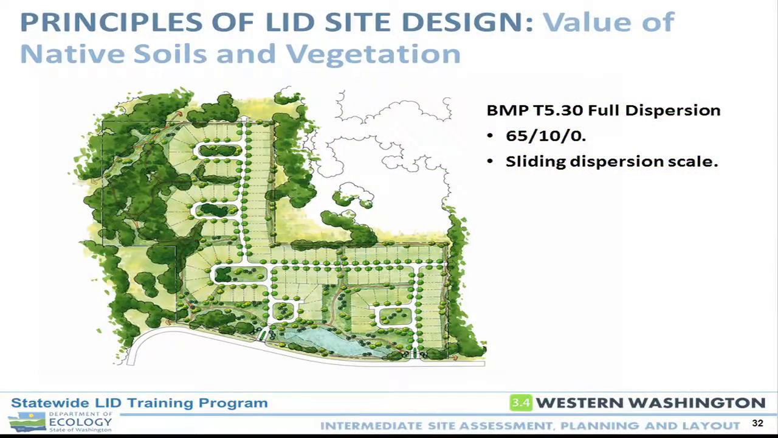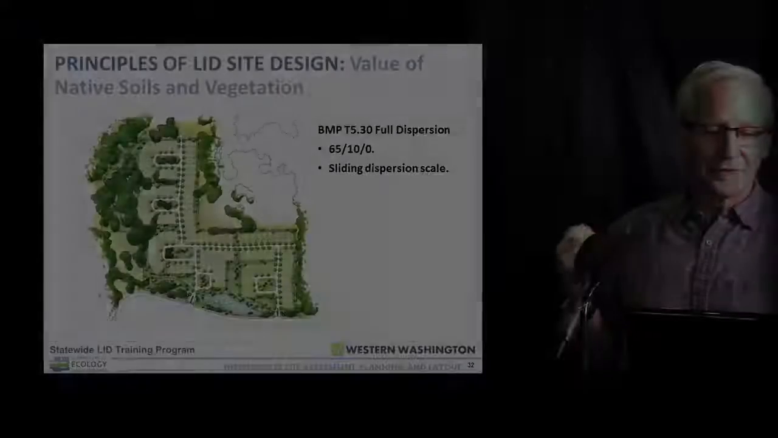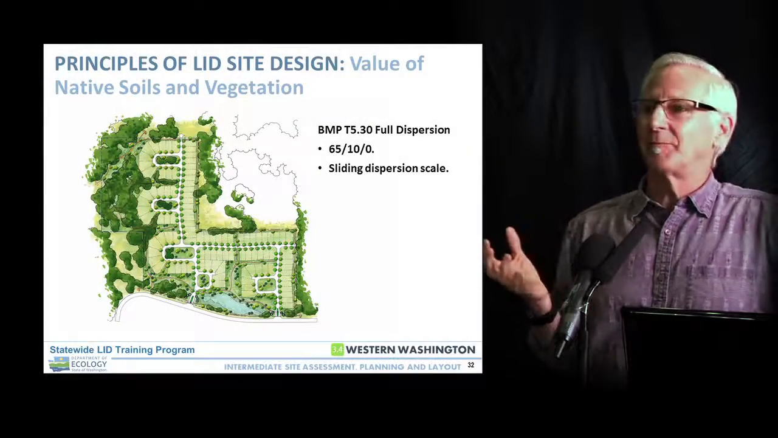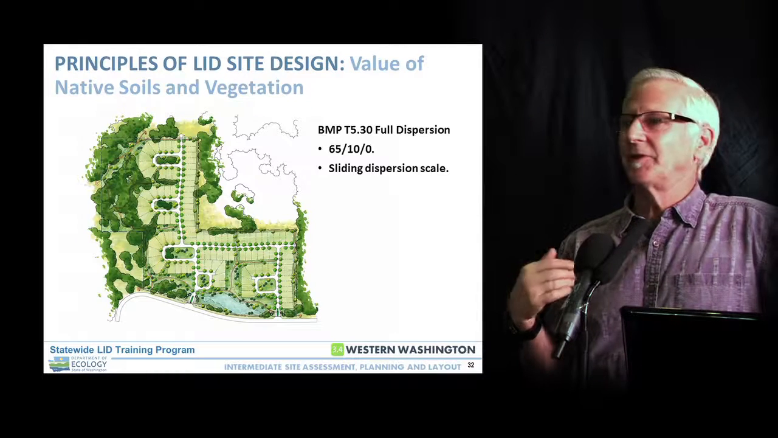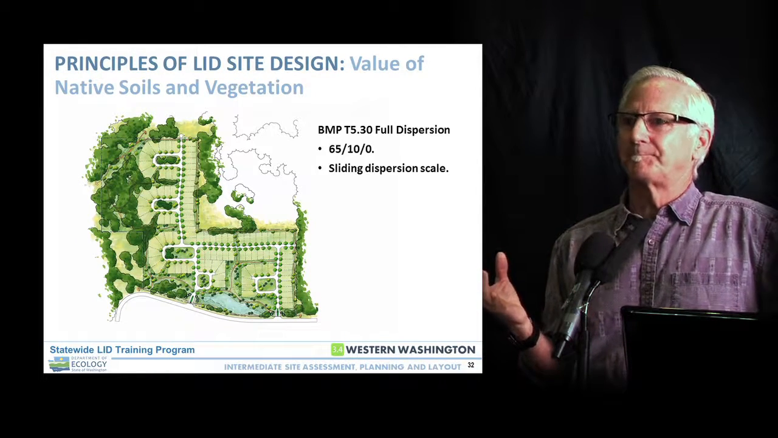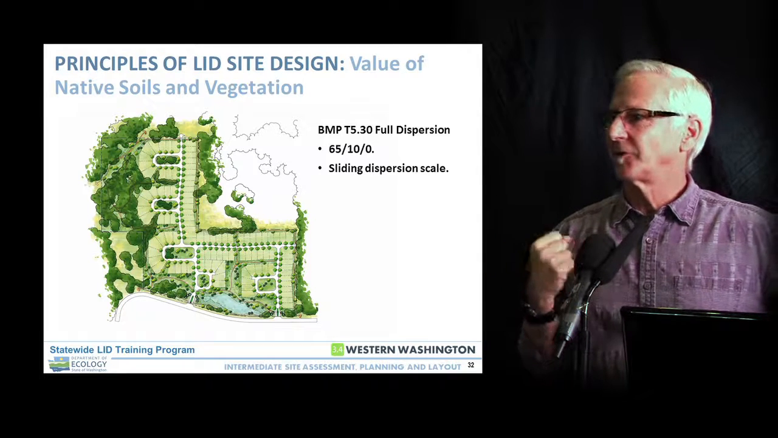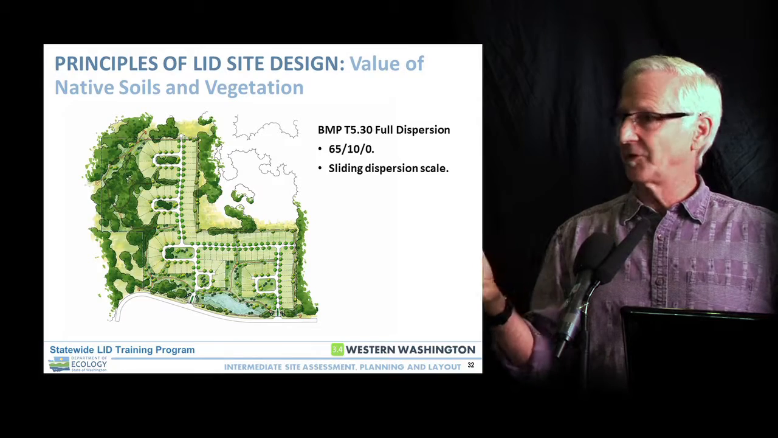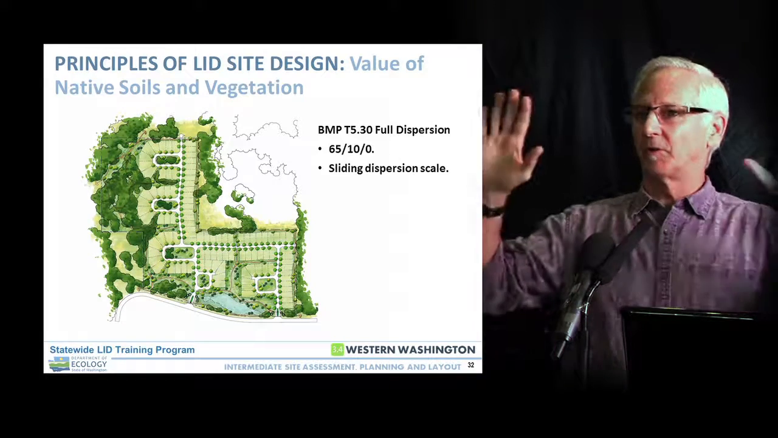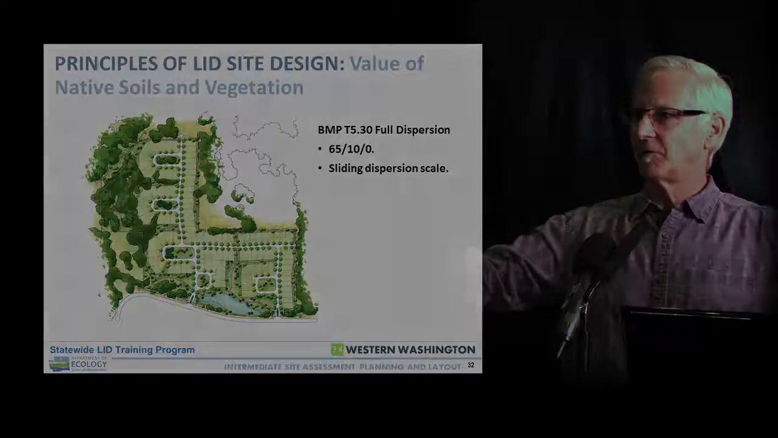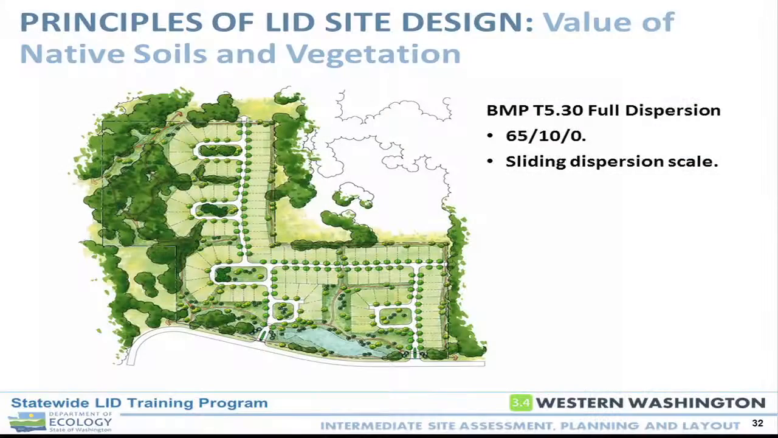Thinking about the value of native soils and vegetation, how many people are familiar with BMP T5.30? That's full dispersion. That's one of our BMPs that we've had in place for many years. Basically it says if you conserve 65% of your site in native soils and vegetation and you have 10% impervious area, you can direct the water from that impervious area out, disperse it out into your native soils and vegetation, and you are done with stormwater. That's it. Over. Essentially what you have is zero effective impervious surface, right? The idea is you have no water leaving the site.